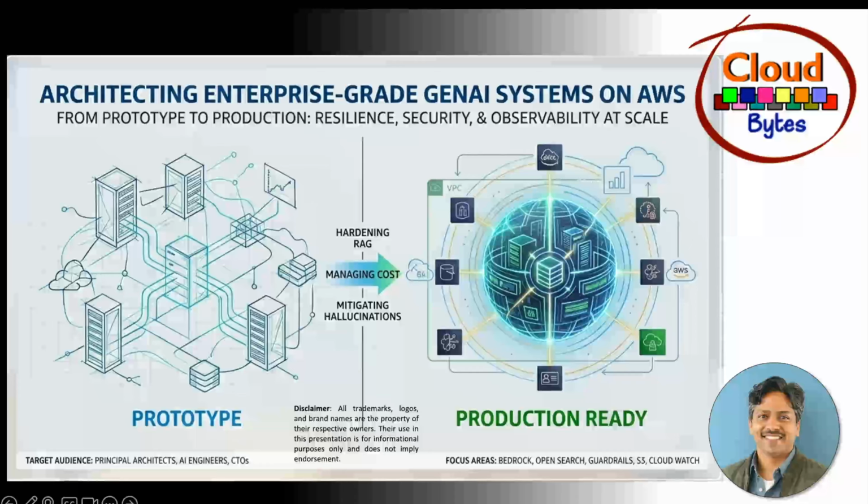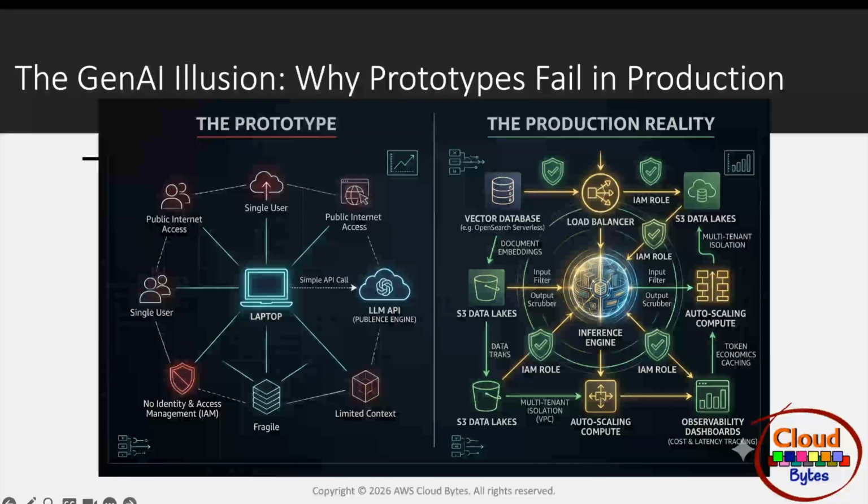In this session, we are going to tear down the prototype and rebuild it using enterprise grade architecture on AWS. We will focus on the actual mechanics of scaling retrieval augmented generation, or RAG, securely. Why does the transition from prototype to production fail so often?